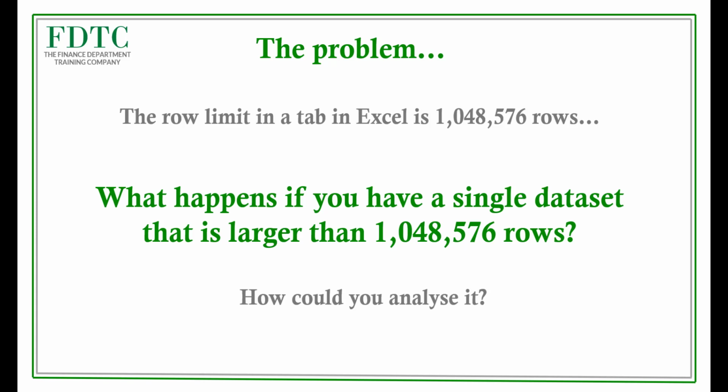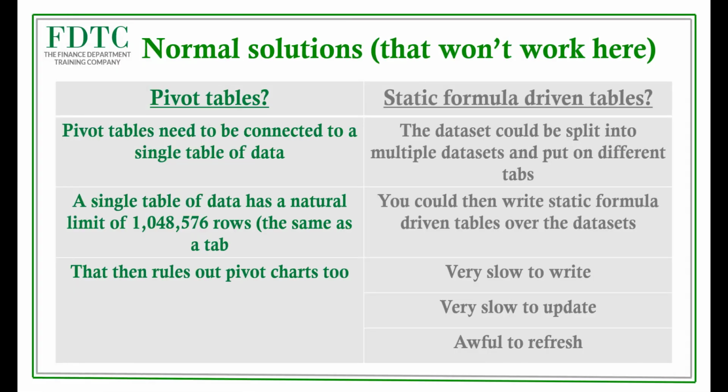Well, let's say that we were analysing some sales data year on year, and we've got more rows of data, over 1.1 million rows in our data set. How would you analyse that? You can't use a pivot table because you can't put all of it in a single table. And as we know, pivot tables need to be connected to a single table, unless of course you've got a cube. What you could do is splice the information into two.